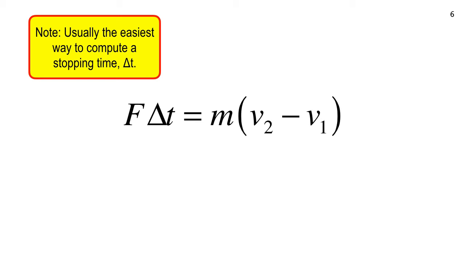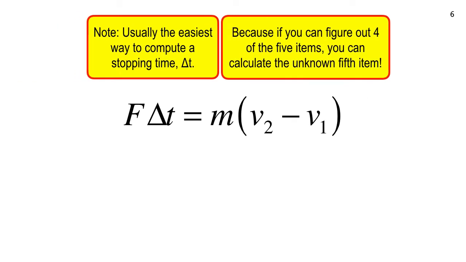So anyways, on this topic, when I say that it's usually easiest to use the impulse formula, for instance this one, a lot of times if you know or can figure out 4 of the 5 items in this, there's 5 items here: F, delta T, mass M, V2, and V1. If you can figure out these 4, the force, the mass, V2 and V1, or if it's in the problem, then you can figure out the 5th item, the stopping time in this case. Right? So that's a strategy.